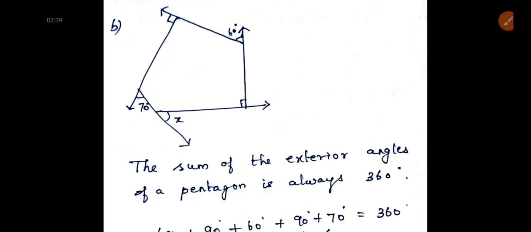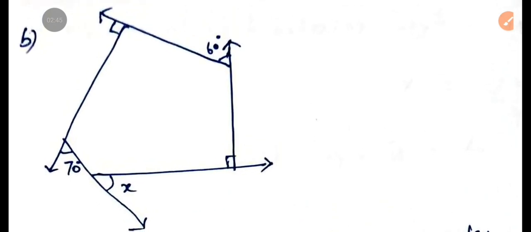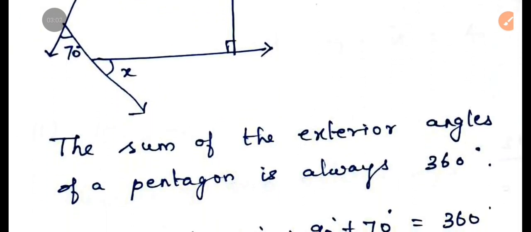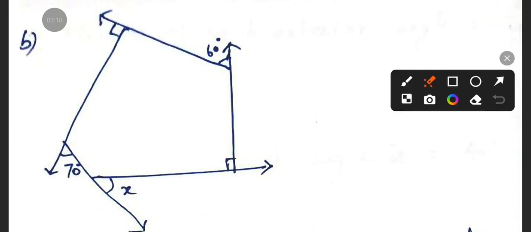Subdivision B. Here observe the figure. This figure is a pentagon. Here we want to find the exterior angle x. How to find x? The same concept we are going to apply here. The sum of all exterior angles of a polygon, here a pentagon, is always 360 degrees. Now we have to add all the angles. Angle 60 plus 90. One more angle is 70, plus x. Again here also 90 degrees. Equal to 360.